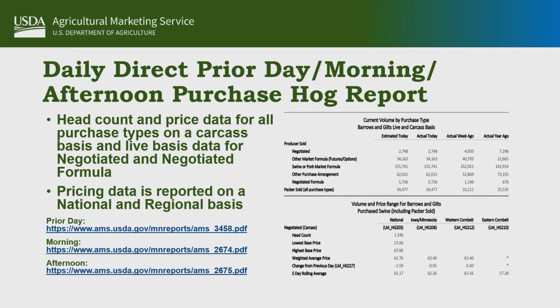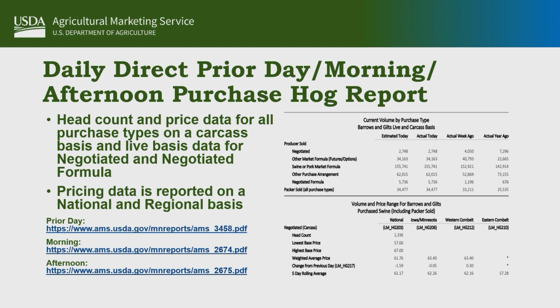So we're going to do a quick overview here. We got through the purchase types. We're going to do a quick overview on just our various reports. We've got daily direct, prior days, mornings, and afternoons. These are all purchase reports. There's also a sow and boar report that goes out for the prior day, first thing in the morning. Prior days go out by 8 o'clock, usually Central Time. Mornings go out by 11, and afternoons go out by 3 most times.